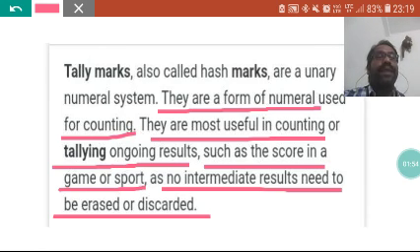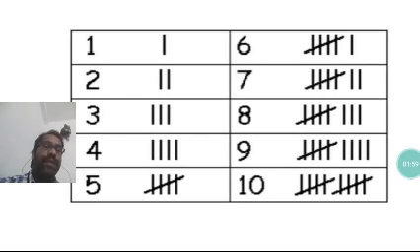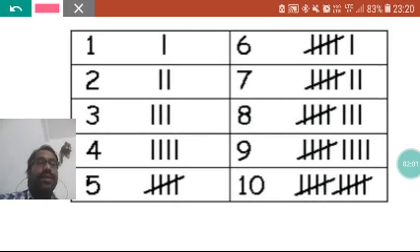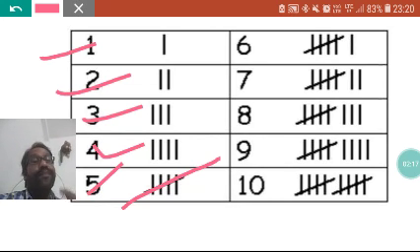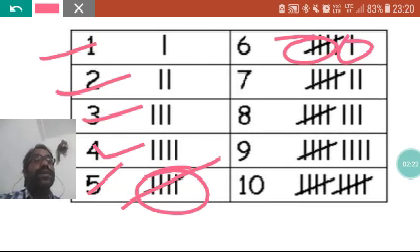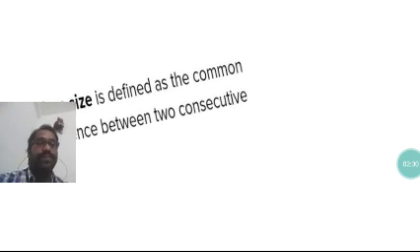So what are tally marks? These are tally marks here. This is a set of 10. See nicely, 1, 2, 3, up to 4, everything is the same, only vertical lines. But when it comes to 5, the 4 lines are intersected, and that is the set of 5. Now for writing 6, this 5 must be present, plus 1, that means 5 plus 1, 6. In this way we can count millions of numbers. So this is called tally marks.